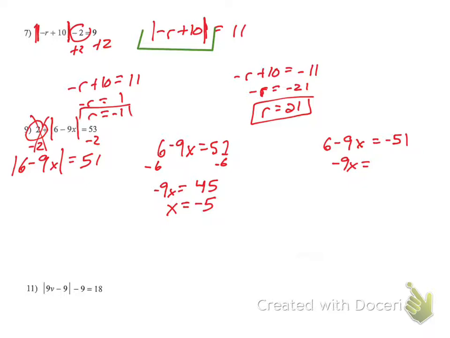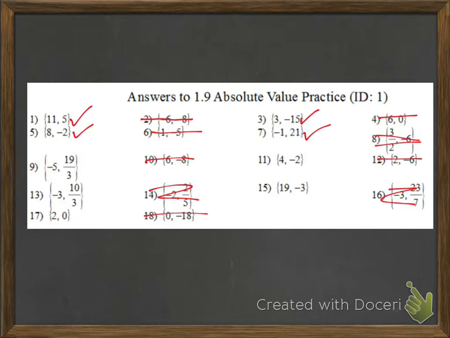All right, so then what I do is I'm going to minus 6, so that would be negative 57. I'm going to divide each side by negative 9, so x is going to be 57 over 9. And then I don't think I can reduce that at all. Actually, I can. So both of them are divisible by 3, right? So it's going to be 19 over 3. So my answers are x equals negative 5, and then the 19 over 3. And there we go.